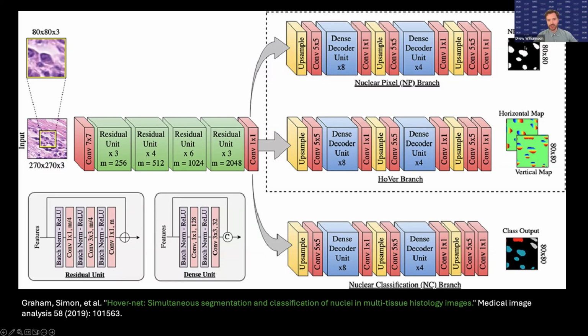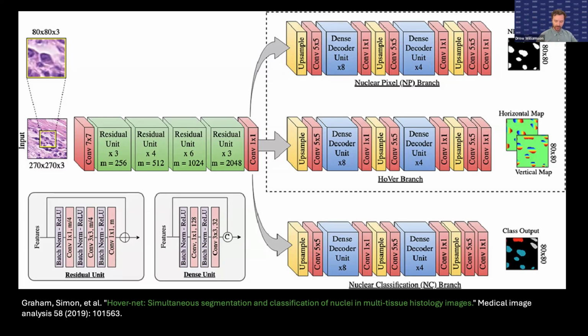And then the segmentation map that it produces, you can use that to calculate some human interpretable features like the area of the nucleus, the perimeter, all sorts of things. Kind of the world is your oyster once you have the segmentation of those nuclei.